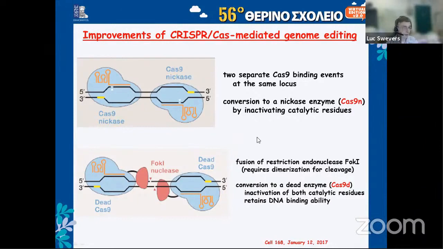Another strategy is to use CRISPR systems that have Cas9 enzymes with the nuclease domain deleted, and then recruit a restriction enzyme to the targeted locus. And because this restriction enzyme needs heterodimerization, it requires two Cas9 proteins to localize to the same site, which also, of course, increases the specificity of the system.